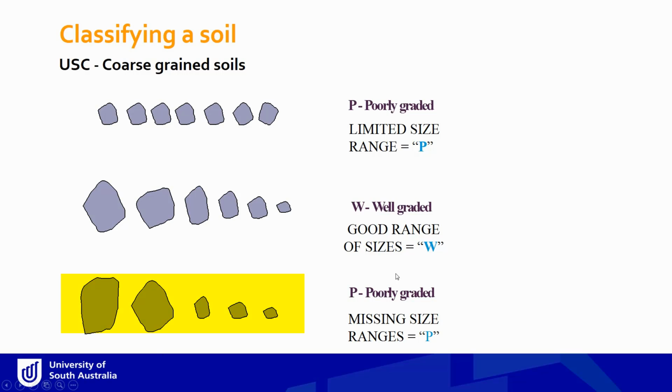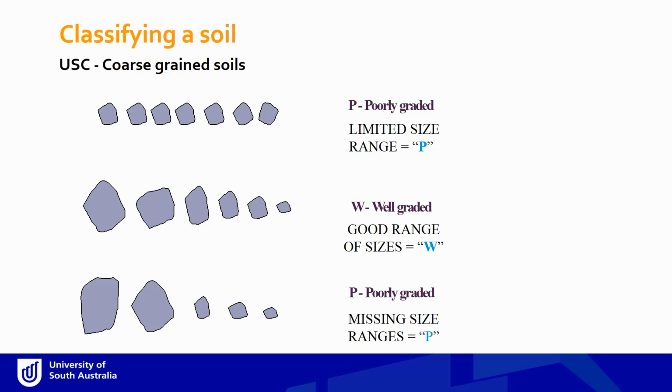The third group of particles we can see here, you can see we have these big particles and then lots of small particles, some intermediate sizes are missing. So again it will not be able to form a very dense or compact mass, at least not as good as these well-graded particles. So these ones, we also call poorly graded soil particles.